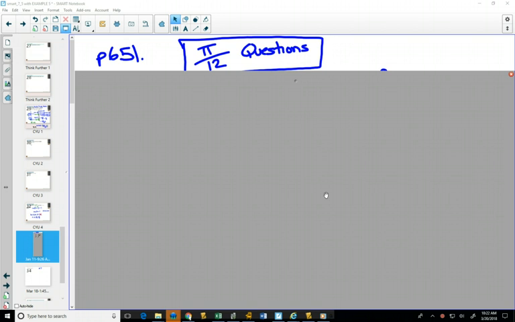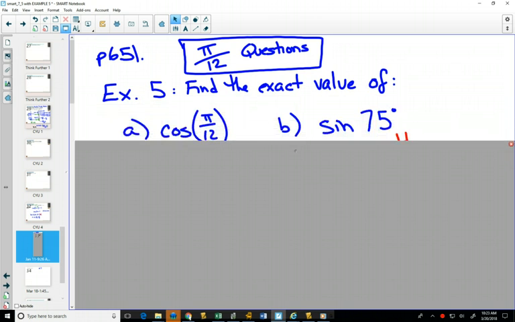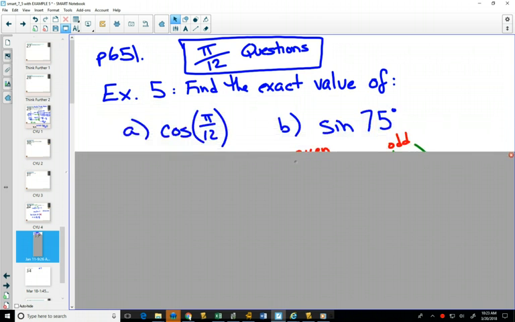We figure out these angles in between without our calculator. And all of these angles in between are all pi over 12 angles, or angles like 15 degrees, 75 degrees. So we're going to find out, if I wanted to find sine, cos, tan of a pi over 12 question, this is our example 5, either in radians or degrees, how do I do that?